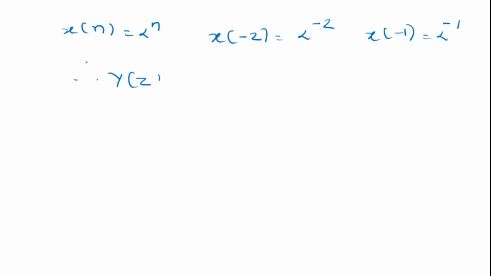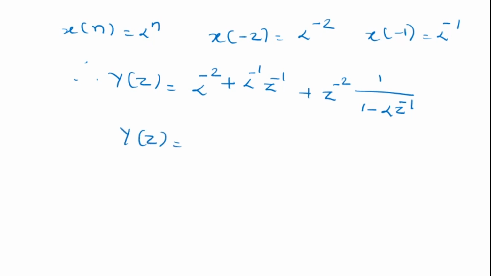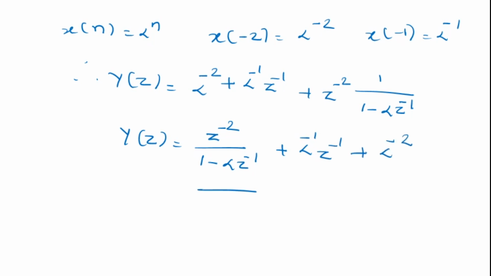Therefore, y of z is equal to alpha to the power minus 2 plus alpha inverse z inverse plus z to the power minus 2 into 1 divided by 1 minus alpha z inverse, or y of z is equal to z to the power minus 2 divided by 1 minus alpha z inverse plus alpha inverse z inverse plus alpha to the power minus 2.